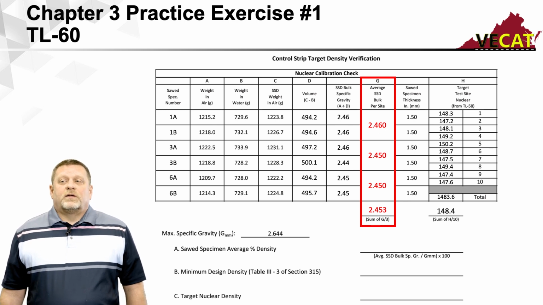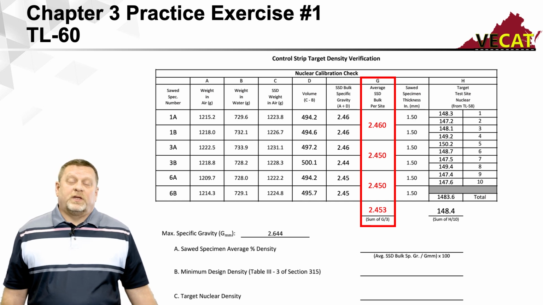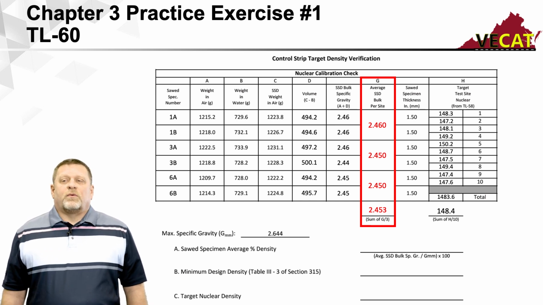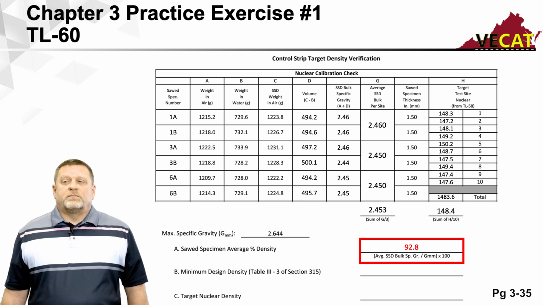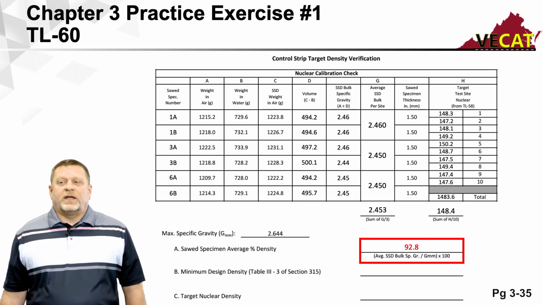2.453. You can see down below that you have a RICE provided to you from the lab. It'll be given to you on the exam. That RICE was a 2.644. So from that, we can calculate a percent density for our test strip of a 92.8.